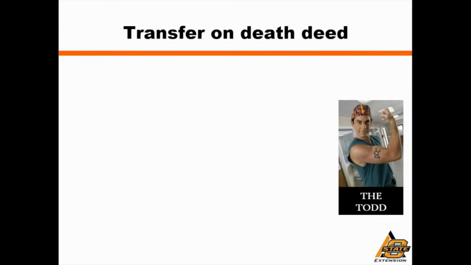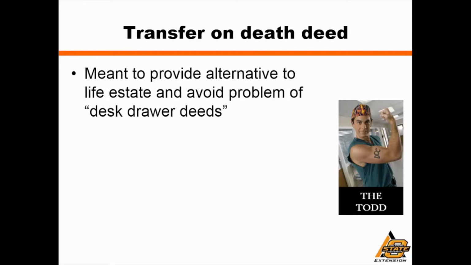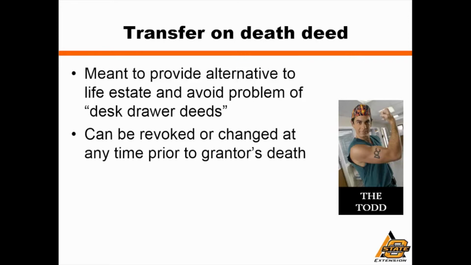Transfer on death deeds. Basically, it's a method of doing a property transfer, avoiding a life estate, and also avoiding the problem of desk drawer deeds. In other words, we take a deed, we draw it up, we throw it in a desk drawer. When I pass, the children need to go file that deed at the courthouse. There are some issues that can occur with that. One, they can't find the desk drawer where it was held. In other situations, it may not have been a valid deed in the first place. So by doing a transfer on death deed, we get an alternative to those problems.